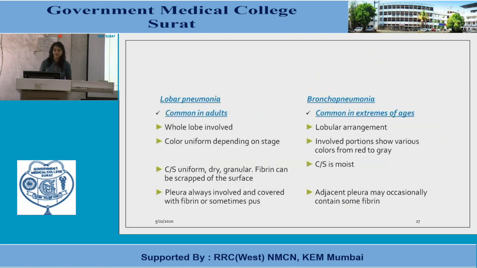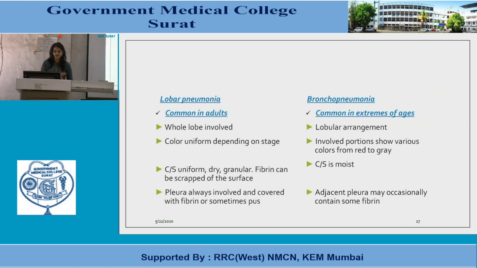Now, again summarizing the difference between lobar pneumonia and bronchopneumonia. Lobar pneumonia usually occurs in adults, while bronchopneumonia is seen at the extremes of age, meaning in children and old-age persons. In lobar pneumonia, grossly the whole lobe is involved, while in bronchopneumonia there is a patchy distribution and more than one lobe is involved. The gross color of lobar pneumonia depends upon the stage, while bronchopneumonia shows shades from red to grey.